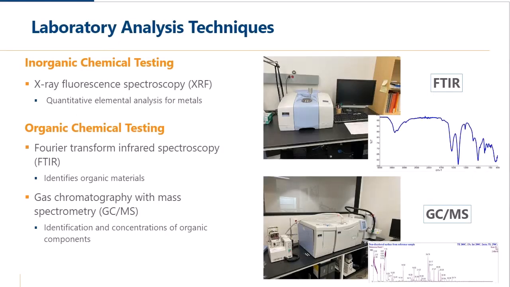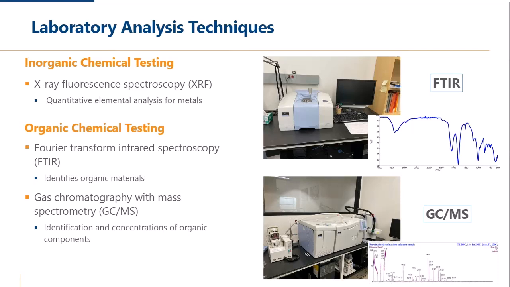Our XRF spectrometer allows for the quantitative elemental analysis of inorganic or non-carbon-based materials to help identify trace metals or other compounds that could be contributing to distress of a material. Our FTIR instrument identifies organic or carbon-based materials, and our GCMS identifies and determines the relative concentrations of organic components composing a material.